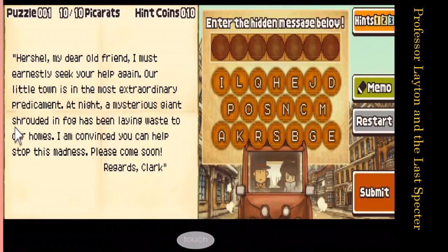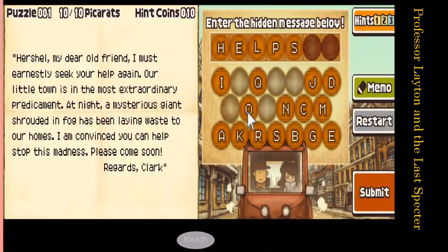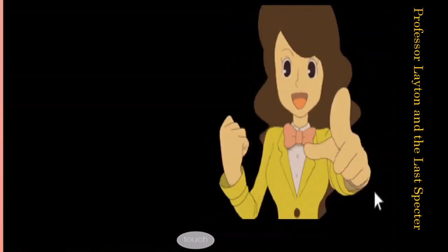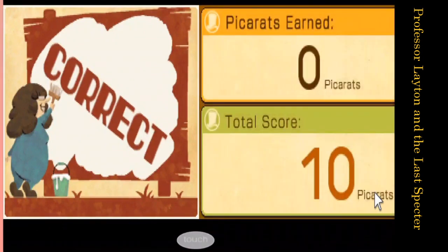See the beginning letters of each line? It reads help, SOS. I'll handle this one, Professor. That puzzle was no problem.